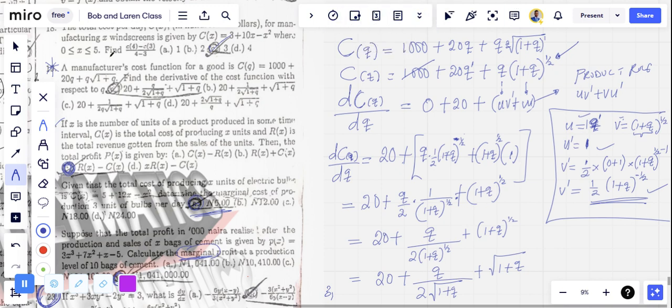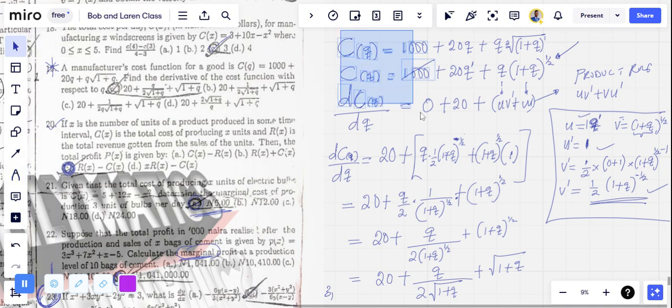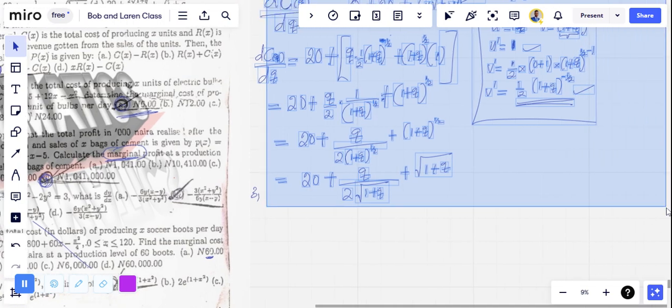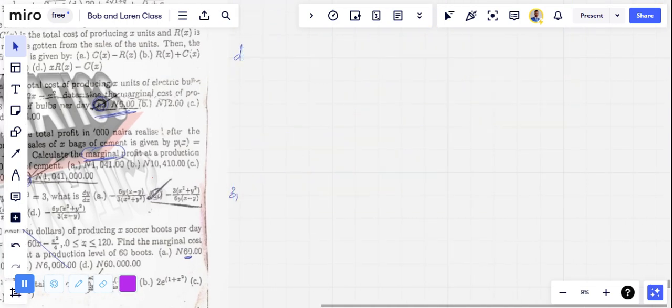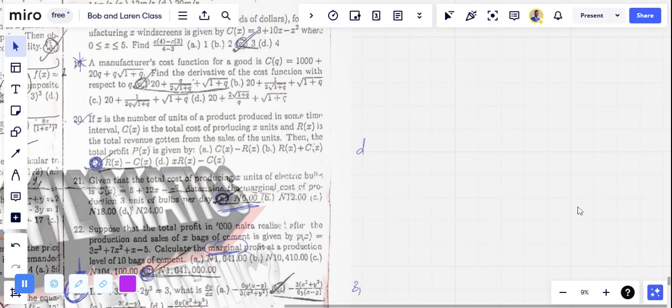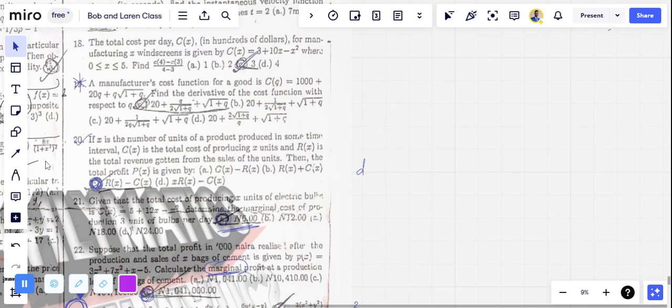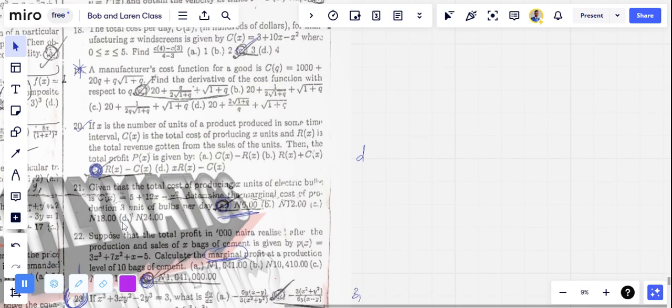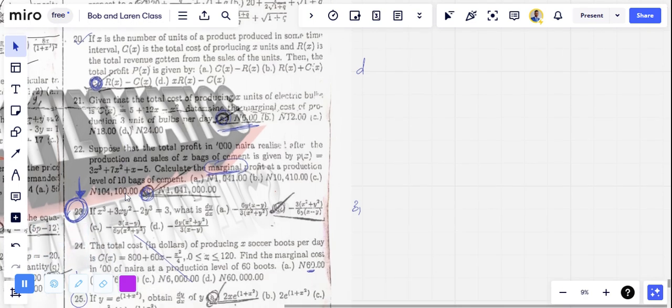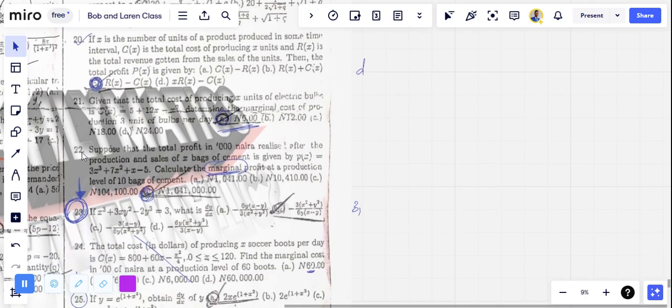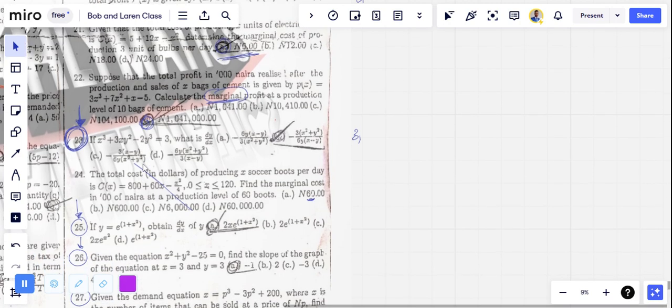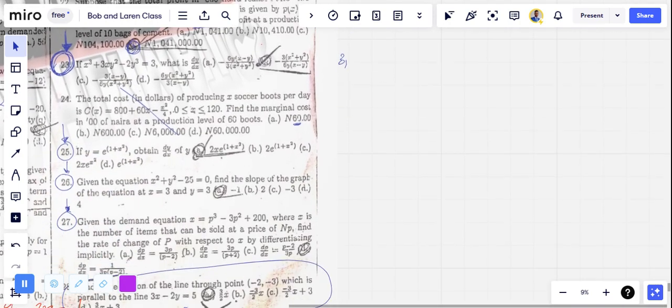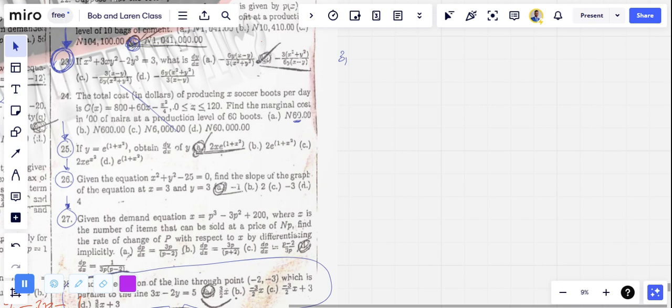I believe in the previous video, I've actually done the solution to 20. We've answered 20 together. We've answered 21 together as well. And we've answered 22 together as well. But we've not answered question number 23. So let's please solve question number 23.